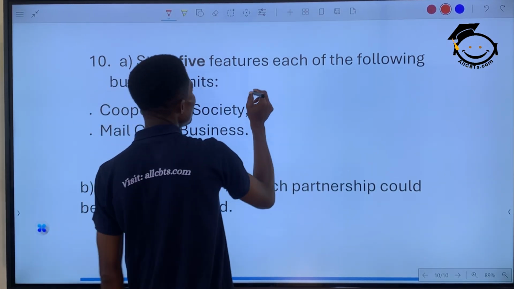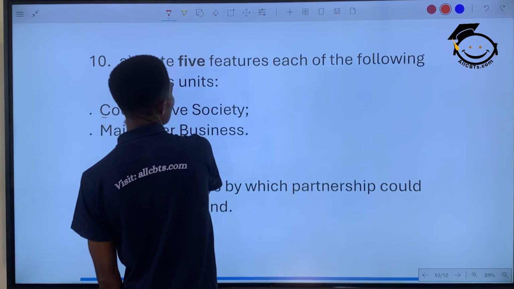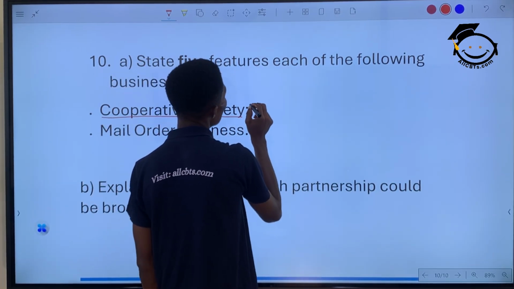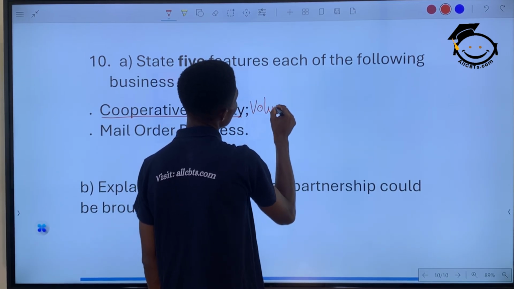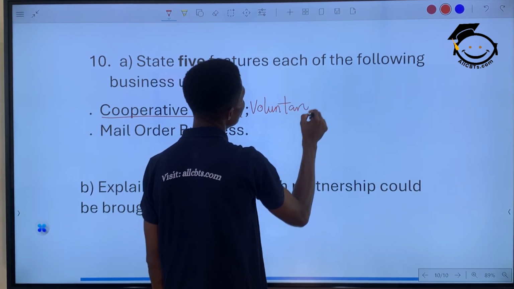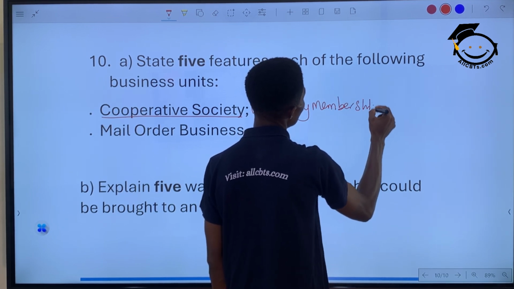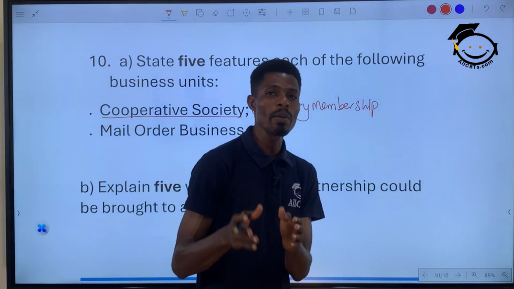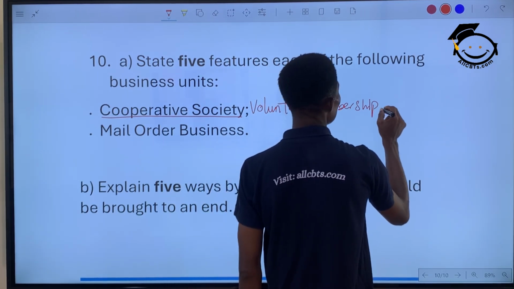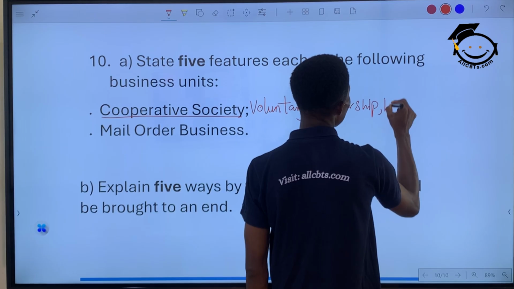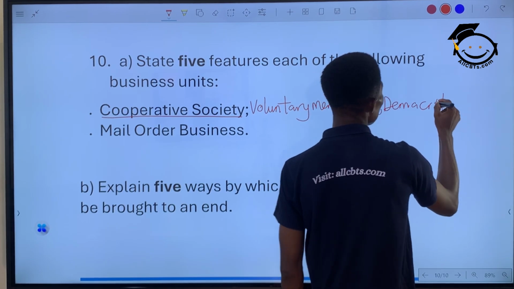Cooperative society. The first feature is voluntary membership. Because it's a cooperative society, it's a voluntary association. Voluntary membership is one of the features. I'll just take some of it and give you an assignment to go and get the others. The second one is democratic control.